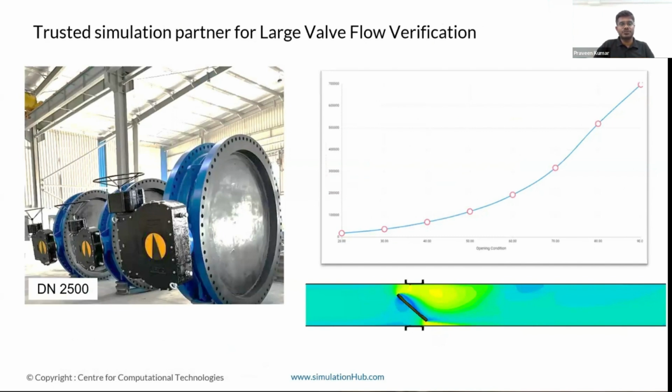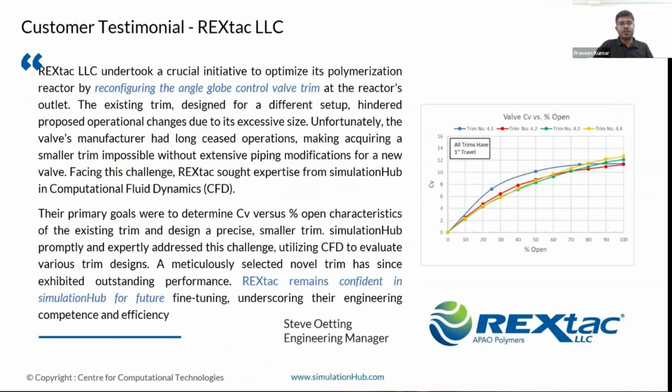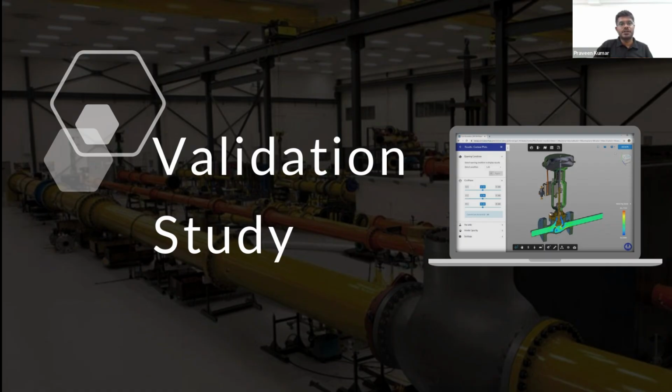To highlight specifically, I wanted to mention a large valve size, up to 2500 DN double offset butterfly valve. Some more challenging projects we took: to reconfigure the valve trim of an angle globe valve, and we helped them to achieve the required design in a shorter period of time.